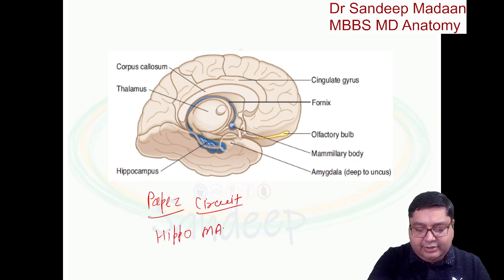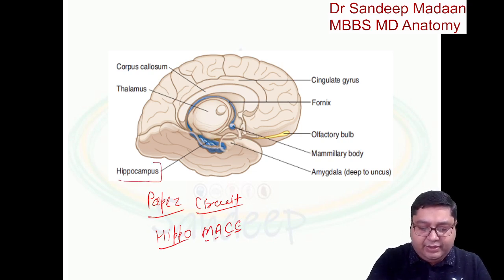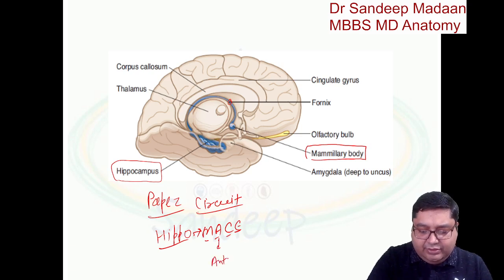Hippomase is the mnemonic, and you can see how to use this from the hippocampus. This is the hippocampus over here. From the hippocampus, this is the efferent coming as fornix, that will be reaching the M for mammillary body. From the mammillary body, it will be going to the anterior nucleus of the thalamus. Can you see it's near my thalamus? So this A is the anterior nucleus of thalamus.